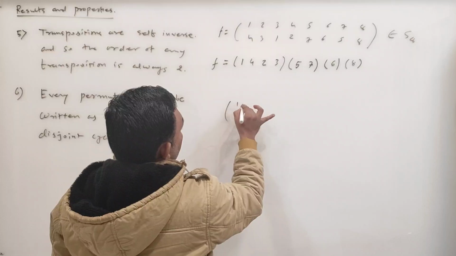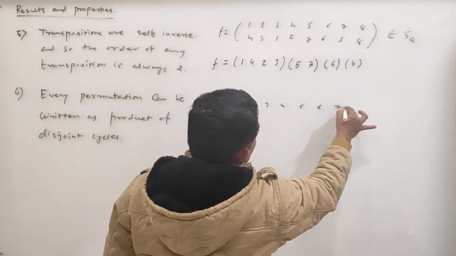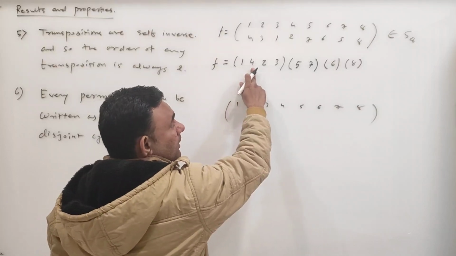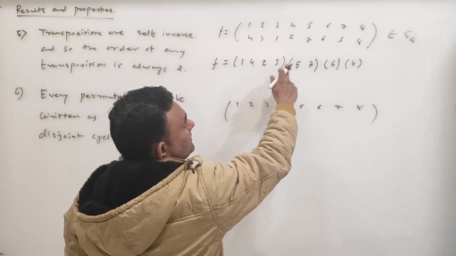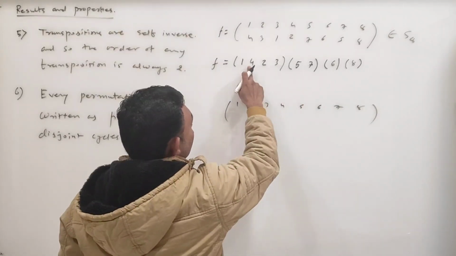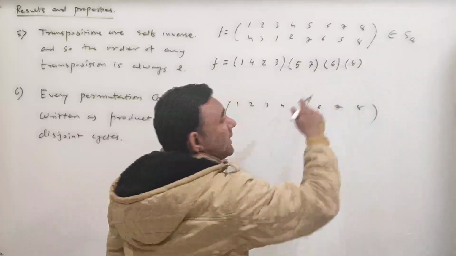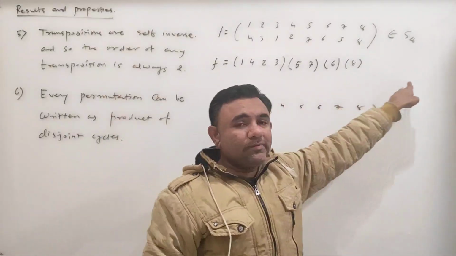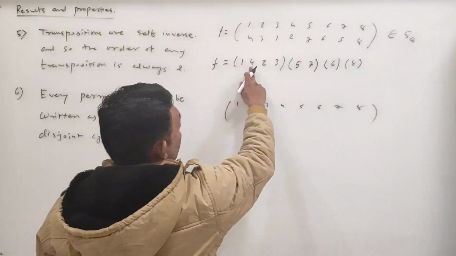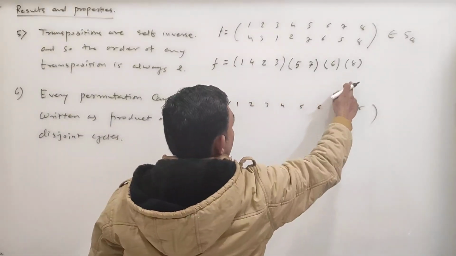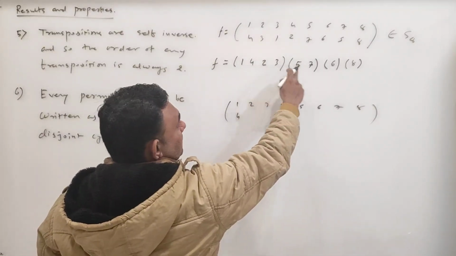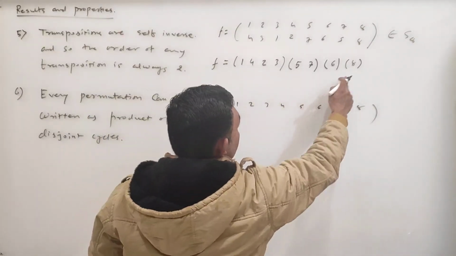So how can we verify it? See, 1, 2, 3, 4, 5, 6, 7, 8. From here 1 goes to 4. Now you look at the image of this 4 in this cycle. 4 goes to 4. It will not go anywhere, because the symbol here does not appear anywhere else, so it does not change in the other cycles. So 1 goes to 4, and 4 goes to 4, 4 goes to 4, so 1 goes to 4.